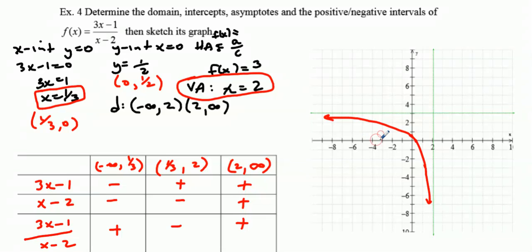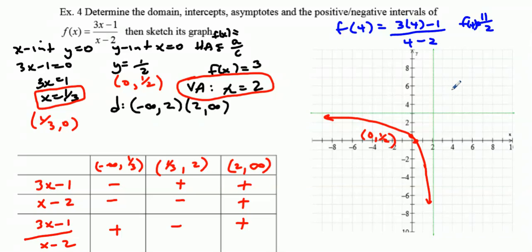We've got a couple of points there that seem to have gotten lost, but anyway, there's 2 points. I'm going to label one of them. How about the point 0, 1/2? And over here, I don't have a point, so I'm going to pick a point. Let me just look at my equation. I'm going to pick 4. So I'm going to find f of 4. So f of 4 is going to equal 3 times 4 minus 1 over 4 minus 2. So that's going to be 11 over 2. F of 4 equals 11 over 2.